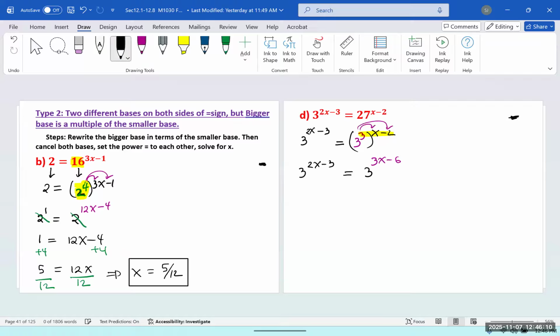We're going to get rid of the base of 3, so we have 2x minus 3 on the left side equals 3x minus 6. Now we're going to move the 3x to the left side, so minus 3x, and plus 3. So that's going to give us negative x equals negative 3. I multiply by negative, so x equals positive 3. Perfect.